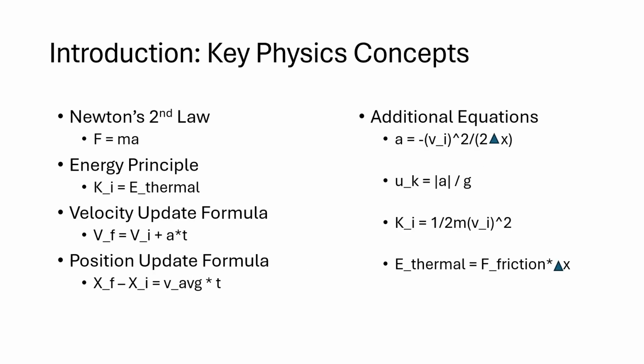And key physics concepts: we use Newton's second law, force equals mass times acceleration, and this also helped us derive what acceleration is based on our equations on the right side. We also use the energy principle for kinetic energy to equal E thermal, and because the kinetic energy final for this lab is 0, we can just have kinetic energy initial equal to E thermal. Then we also use the velocity update formula and position update formula to model the simulation as the eraser moves across the x-axis.